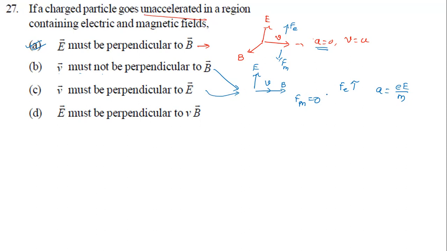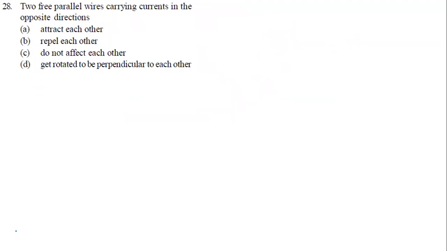Acceleration will be there. Okay, E must be perpendicular to V and B. Again, see, E perpendicular to V or B means same condition. Okay, it is going to accelerate again. So, what is the right answer now? Without acceleration. So, this is the right answer. A is the right answer, without any acceleration. Okay, that's question number 27.